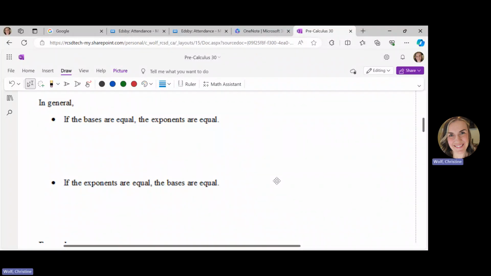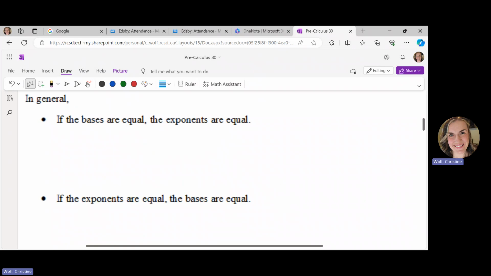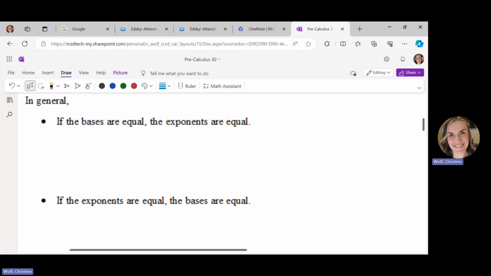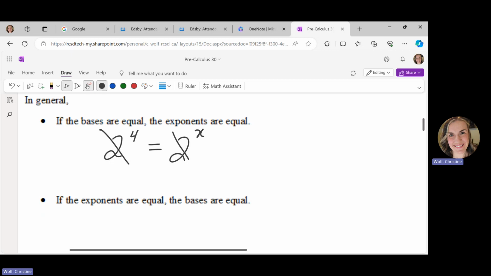So we're going to talk a lot today about bases and exponents. Something we need to remember, which is kind of like the basis for every question today: if the bases are equal, the exponents are equal. For example, if you had 2 to the power of 4, and I told you that that is equal to 2 to the power of x, as soon as you have the bases being the same thing, you can drop the bases and conclude that 4 is equal to x. So that's going to be the basis for today.